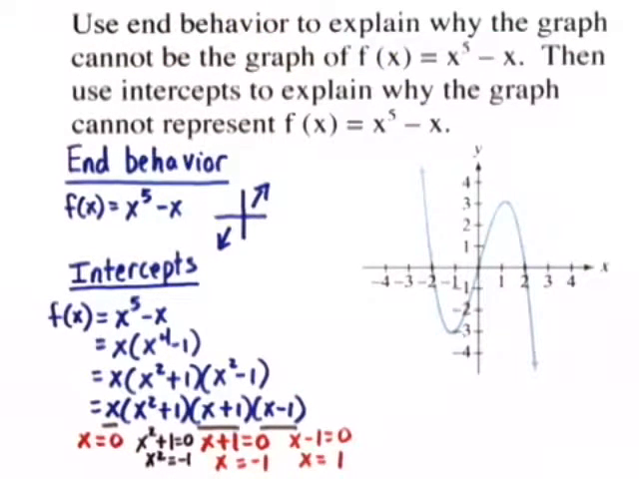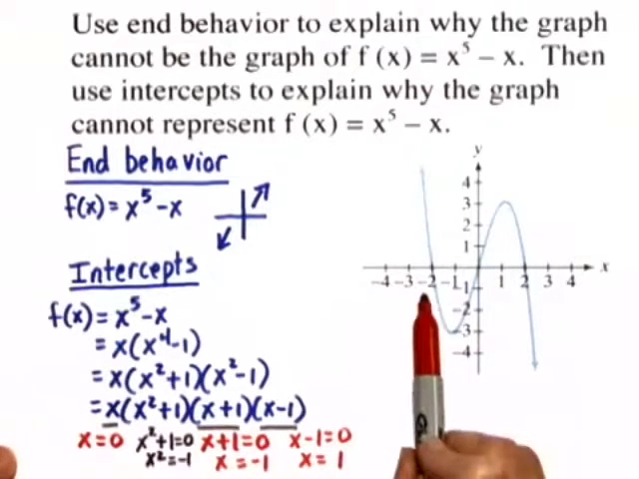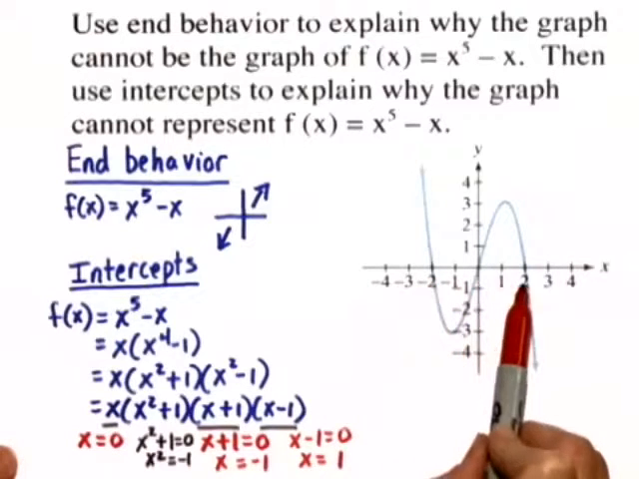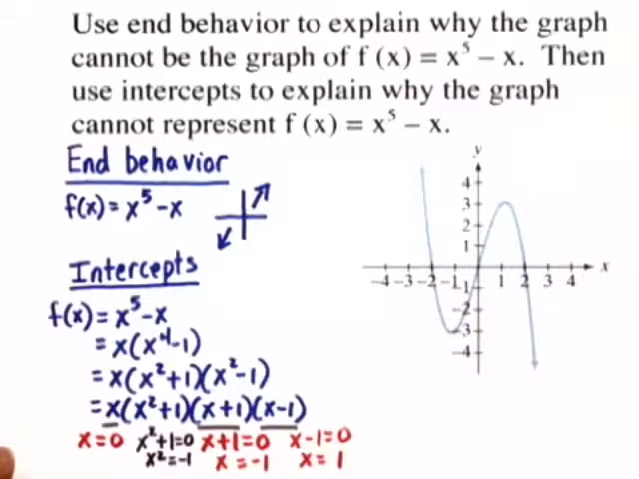So I know that the graph of f of x equals x to the fifth minus x has the intercepts of 0, negative 1, and positive 1. However, this graph has x-intercepts of 0, negative 2, and positive 2. So therefore, by the end behavior and by the intercepts, this particular graph cannot be the function f of x equals x to the fifth minus x.